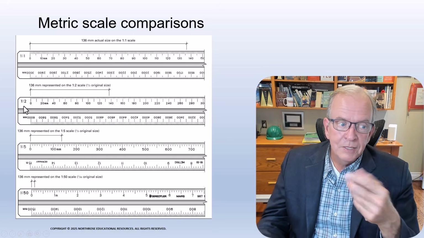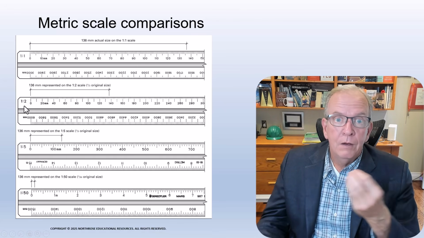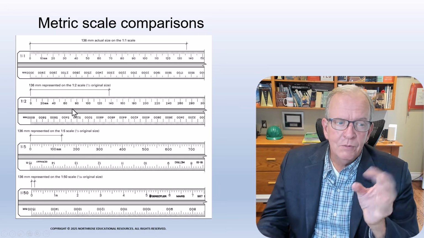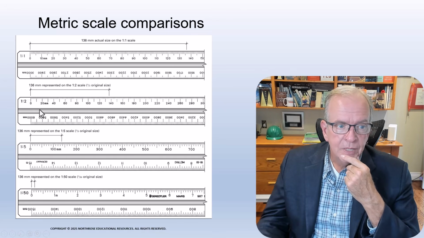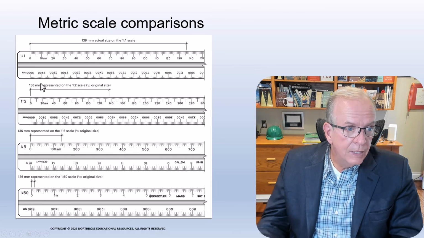1 to 2 basically means it's half of the full size, right? It's half of full size. So it's not reduced that much, but it is reduced, right? So if I take that as full size, 10 millimeters, which it is, then that's 10 millimeters, right? So you see how that's now reduced because that's half of full size.